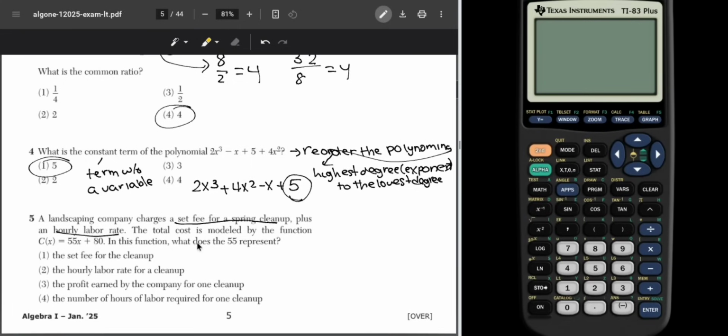Question 5 says, a landscaping company charges a set fee for spring cleanup plus an hourly labor rate. The total cost is modeled by the function c of x equals 55x plus 80. In this function, what does 55 represent?